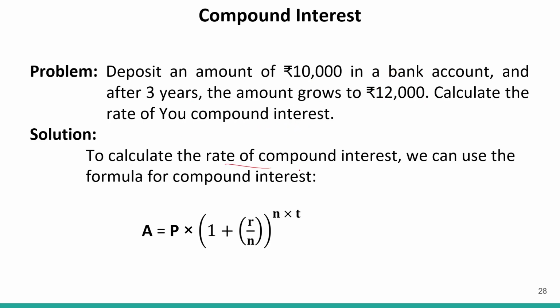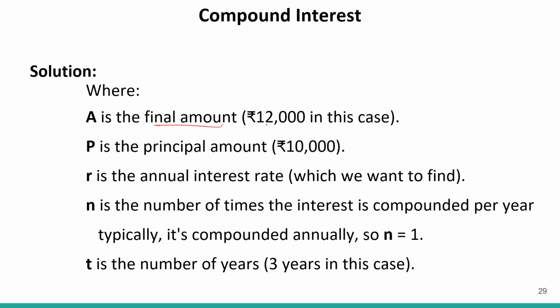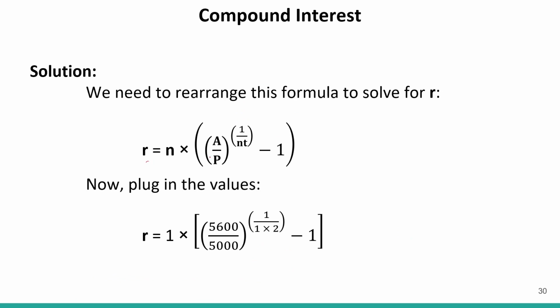To calculate the rate of compound interest, we can use the formula A is equal to P into 1 plus R by N, where N is the number of times the compounding takes place, whole power N into T. A is the final amount, so 12,000 in this case. P is the principal amount, 10,000, and R is the annual interest rate. N is the number of times the interest is compounded per year, typically compounded annually, so N is equal to 1. T is the number of years, 3 years in this case. So R is equal to N into A by P whole power 1 by NT minus 1.